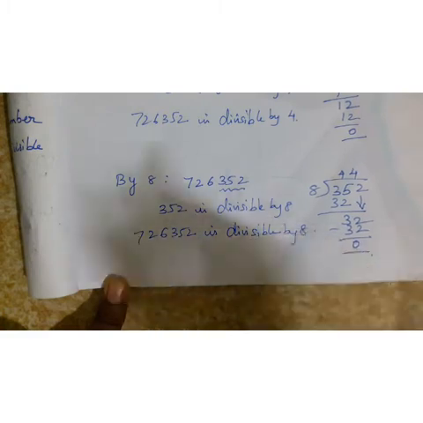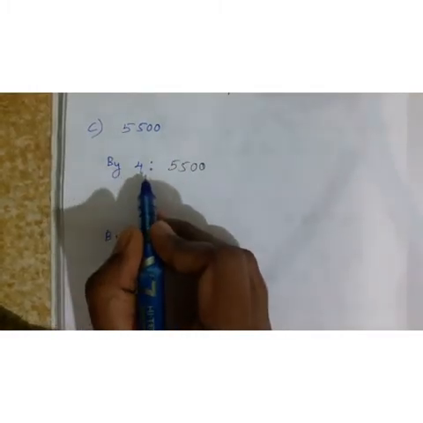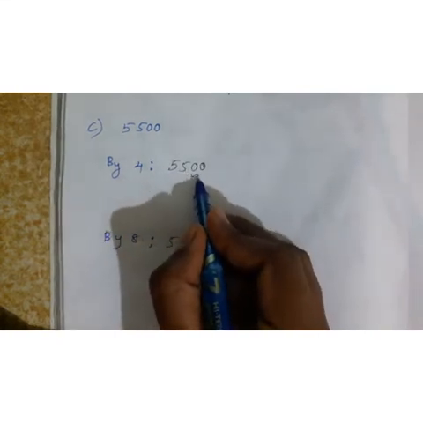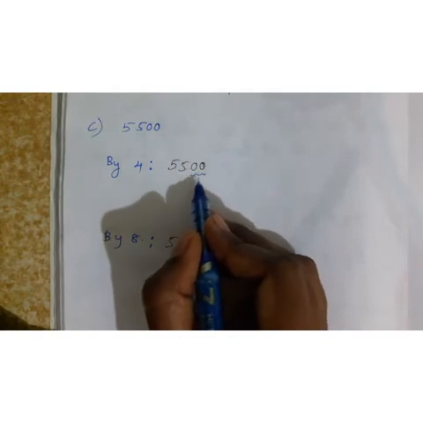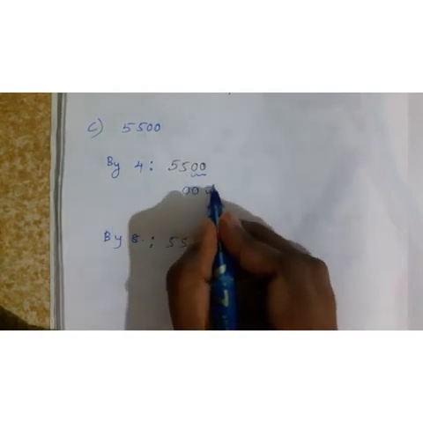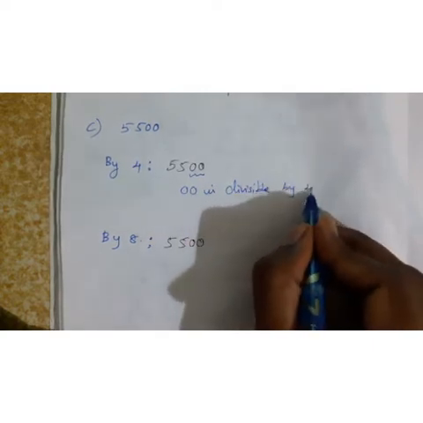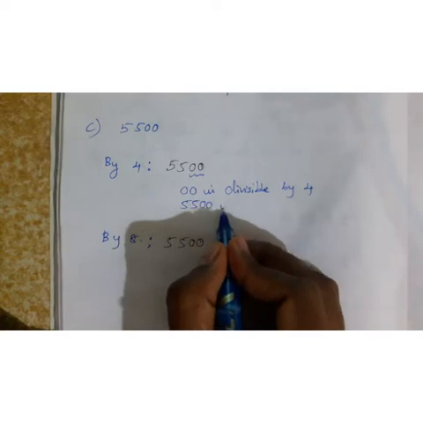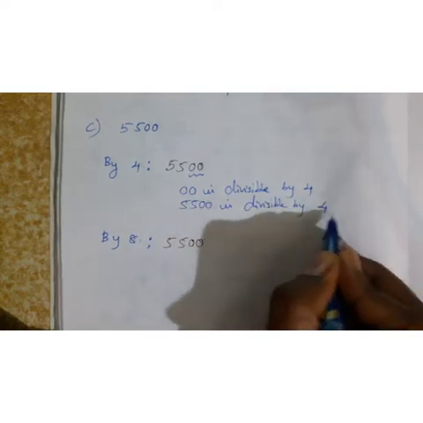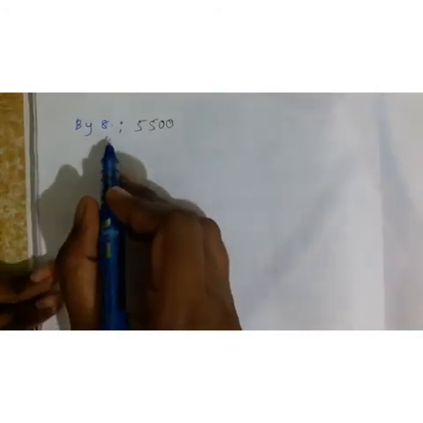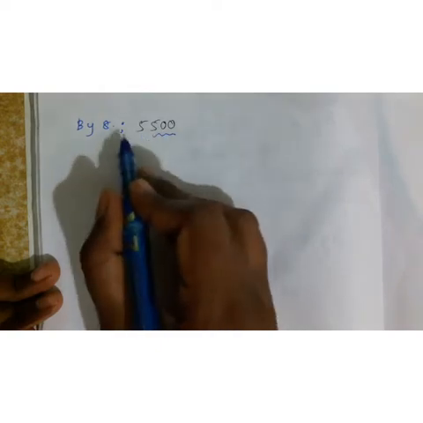8. C part, 5500. Divisibility test for 4. If the last two digits are divisible by 4, then the number is divisible by 4. 00 is divisible by 4. Hence 5500 is divisible by 4. Test for 8. If the last three digits are divisible by 8, then the number is divisible by 8.